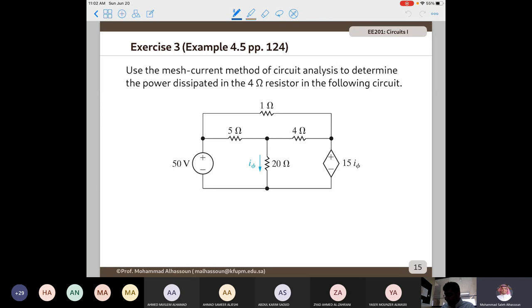You can see here, how many meshes do we have? We have three meshes, exactly. So this one is IA, this one I'll call IB, and this one is IC. Okay, very good. So let's start with IA.